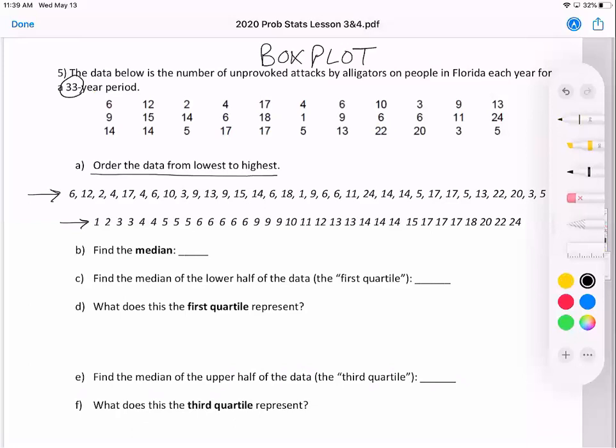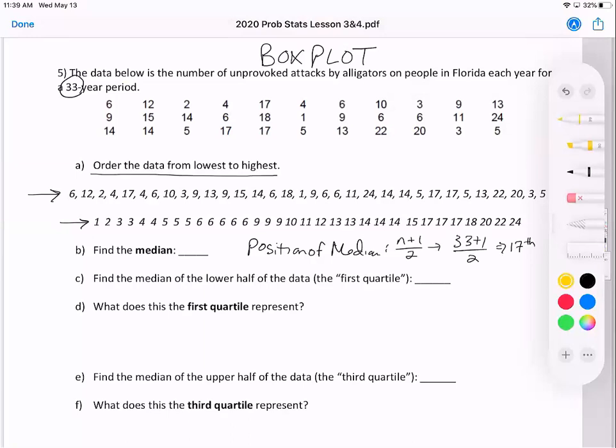So to find the position of the median, from a previous video, we learned we could do the number plus 1 over 2. The number we have is 33. So 33 plus 1 over 2, that's 34 divided by 2. So we're looking for the 17th number, the 17th position.